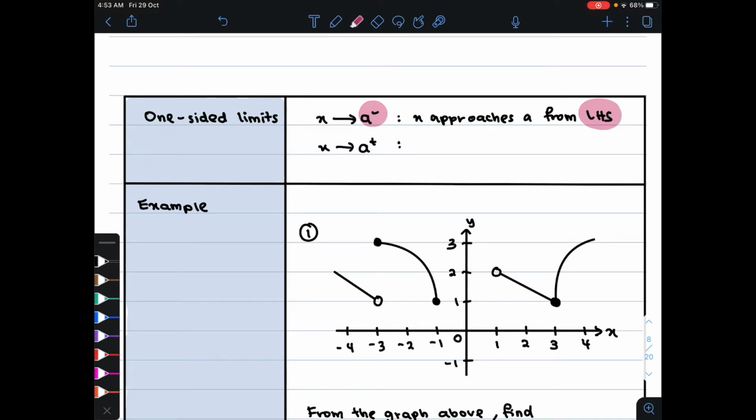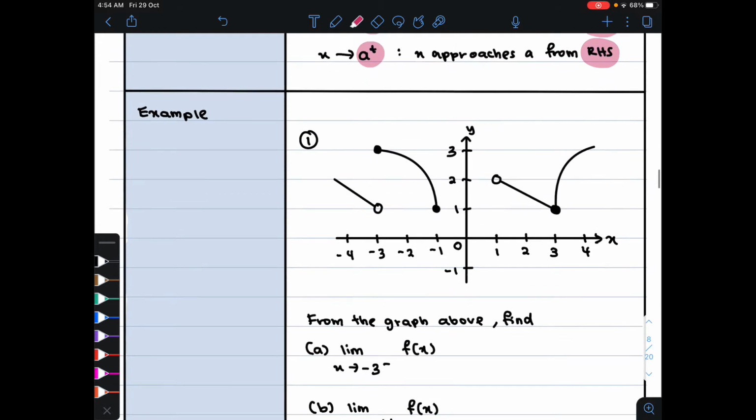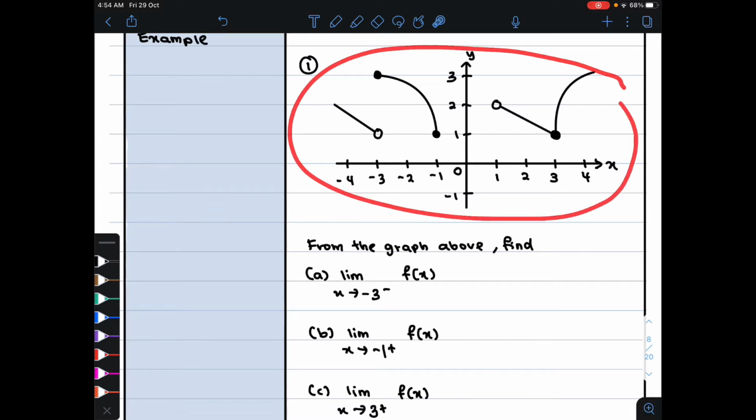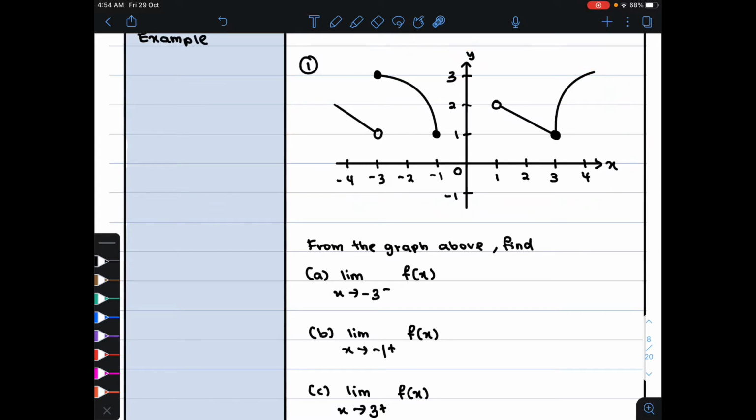Therefore, what is the meaning of x approaching a positive? It means x is approaching the value x equal to a from the right-hand side only. So let's look at some examples. Here we have a graph of y equals f(x).